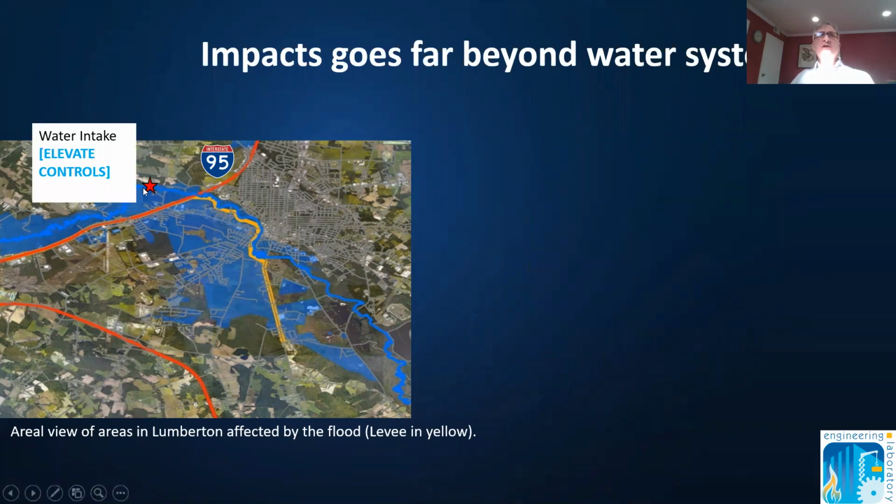And as I mentioned earlier, the surface water intake was out. So even if you had a functioning water treatment plant, you don't have the surface water intake, which was approximately half of their entire raw water intake, the other half being groundwater wells that they thankfully had and were operable, enough of them.